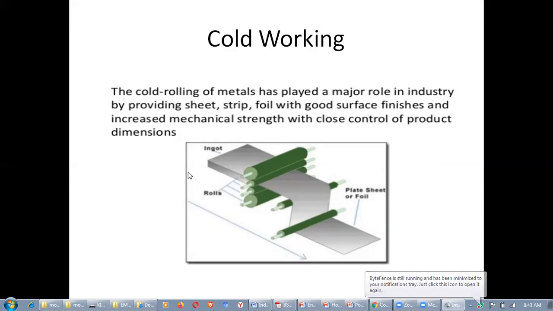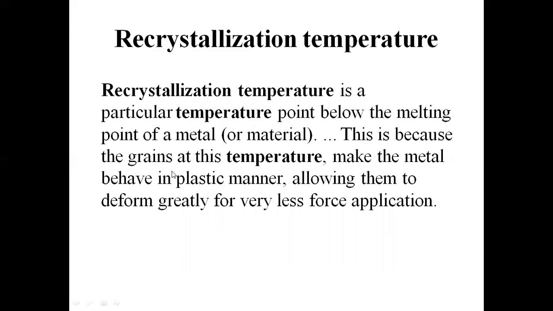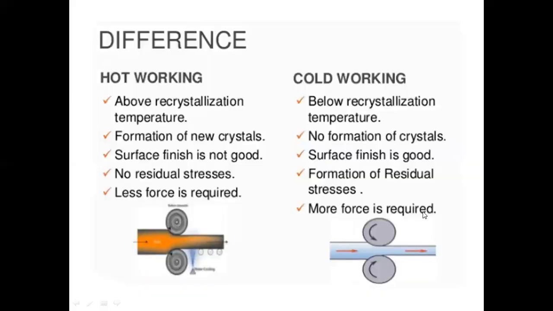Now we discuss something important: what is the recrystallization temperature? The recrystallization temperature is a particular temperature point below the melting point of a metal or a material. This is because the grains at this temperature make the metal behave in a plastic manner, allowing it to deform greatly with very little force. Now, this is the difference between hot working and cold working.